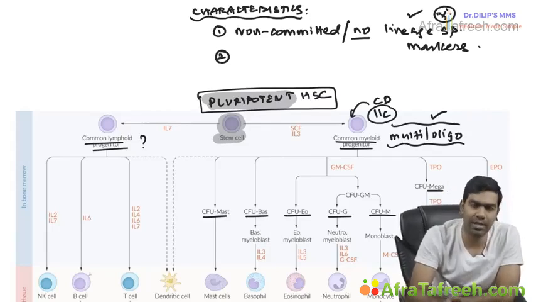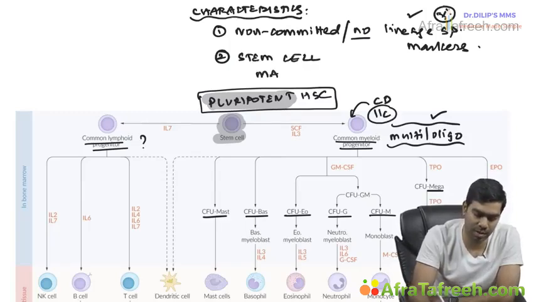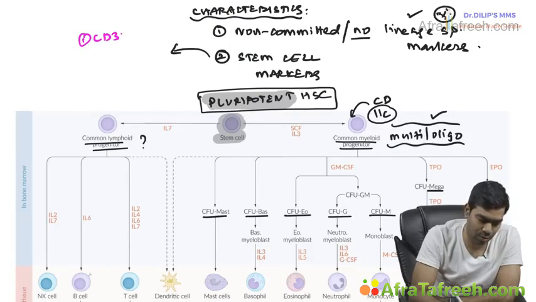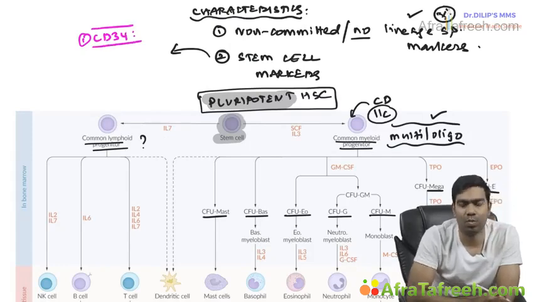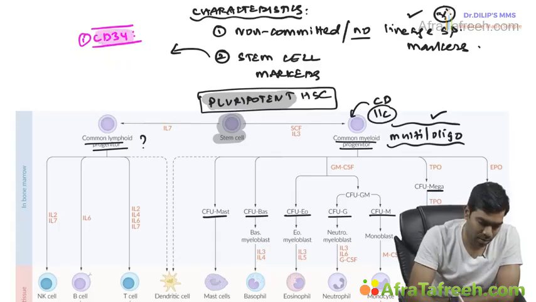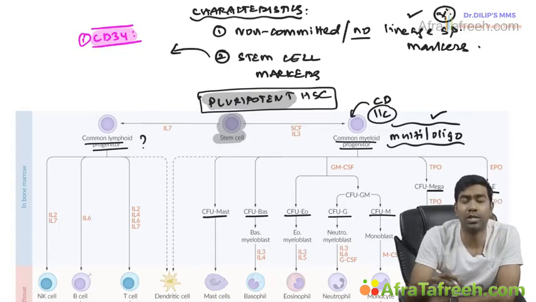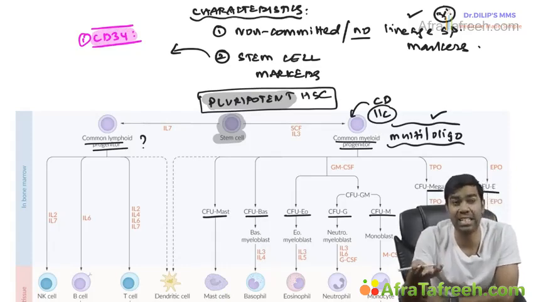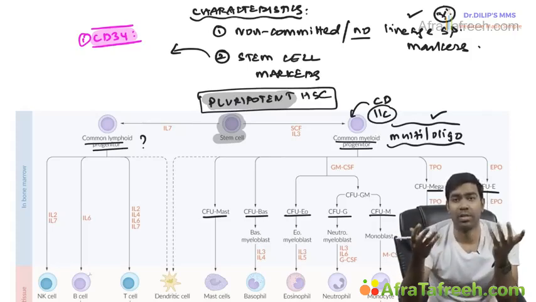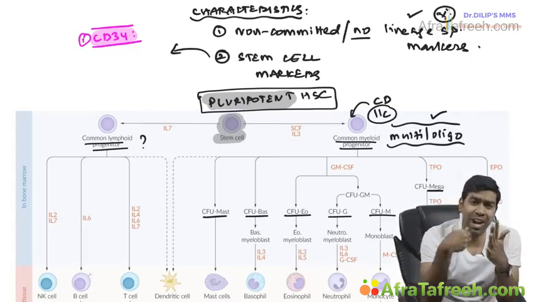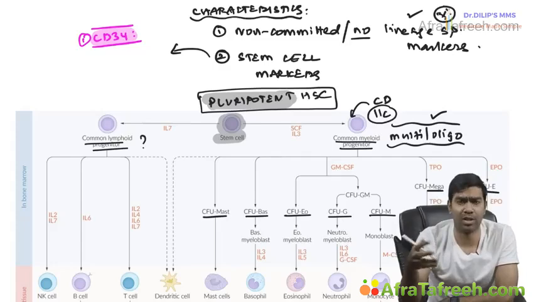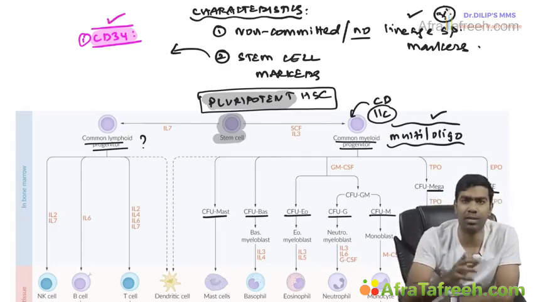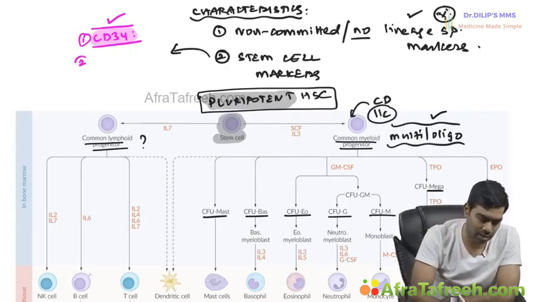Number two, it expresses certain stem cell markers. These are not that important. What are examples of stem cell markers? The first example is CD34. Why is CD34 very important? Because CD34 is the one that adheres the stem cells to the bone marrow stroma, the bone marrow stromal cells. That is why it is a very important marker. So that is CD34.